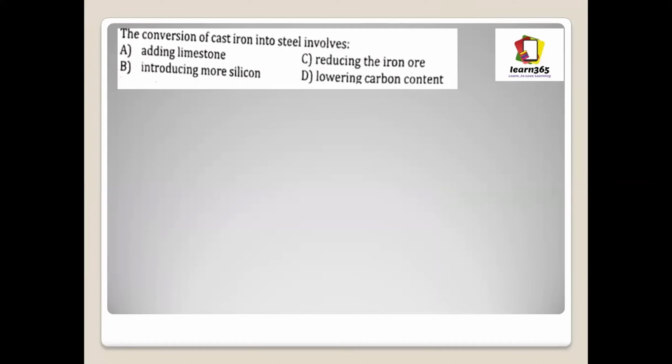The conversion of cast iron into steel involves... Start.